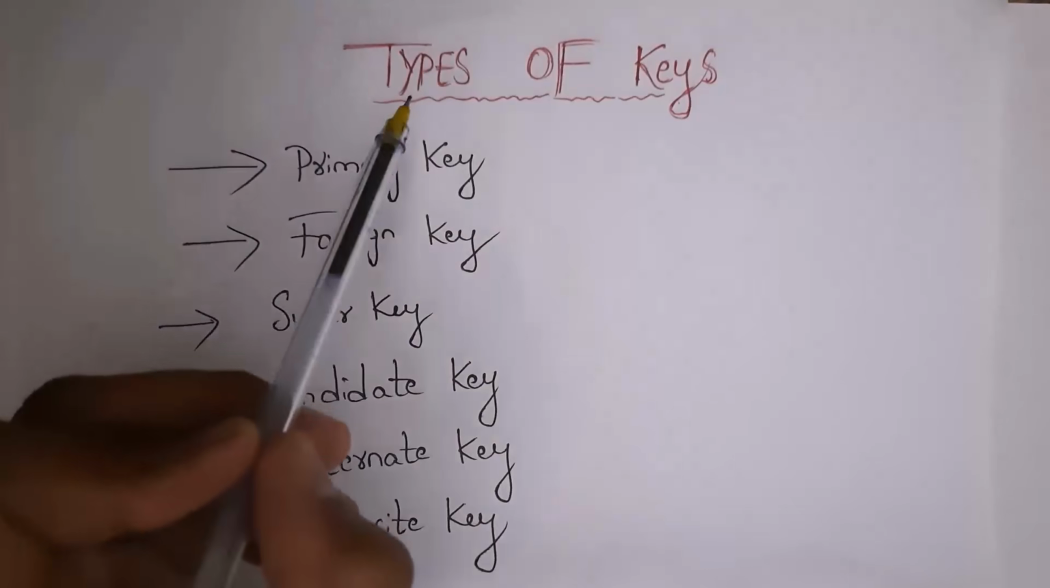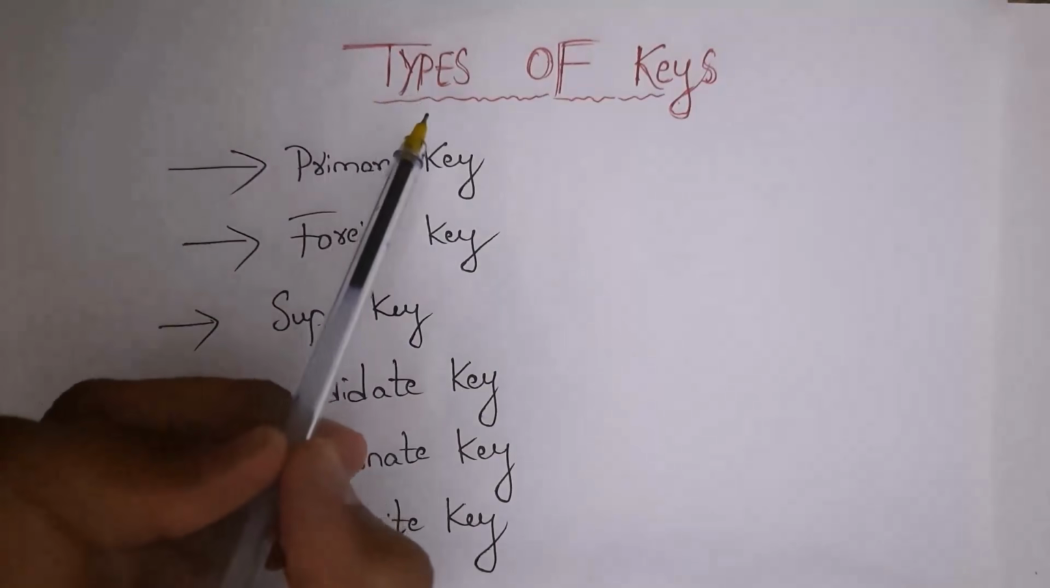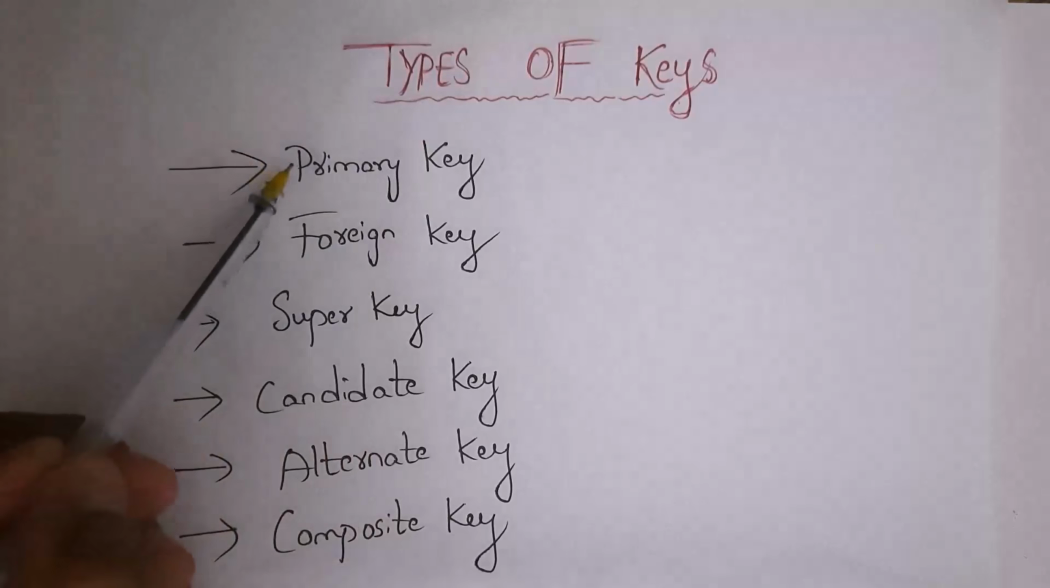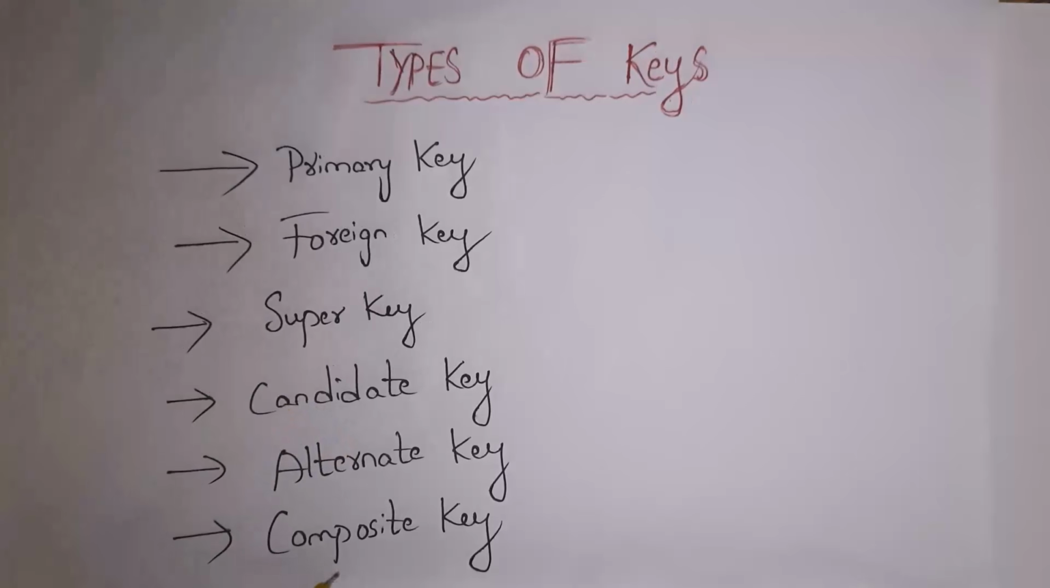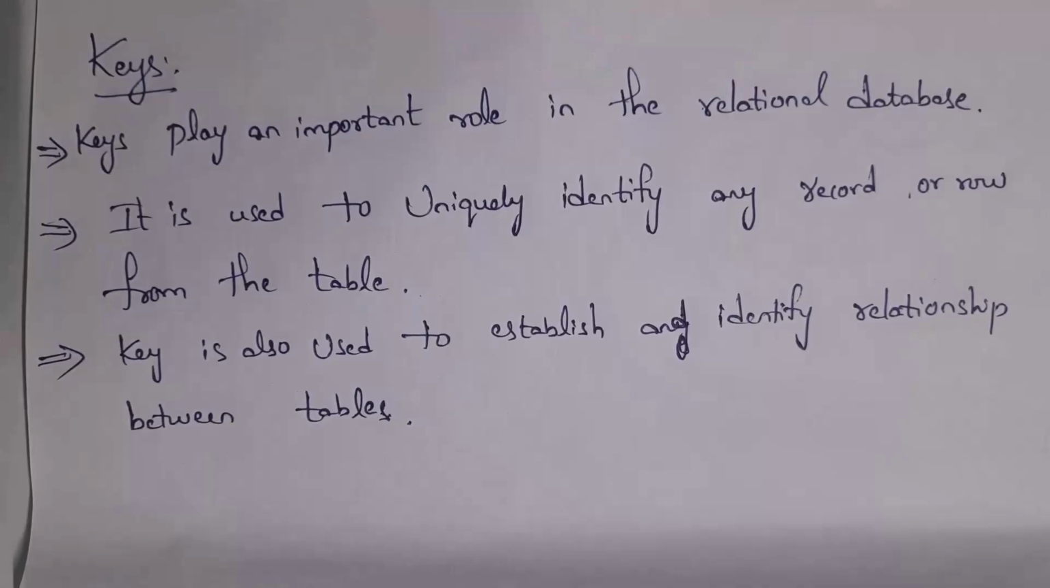Next I will explain various types of keys that we use in DBMS. I will explain what is primary key, foreign key, super key, candidate key, and also I will explain what is alternate key and composite key. At first I will explain what is key.